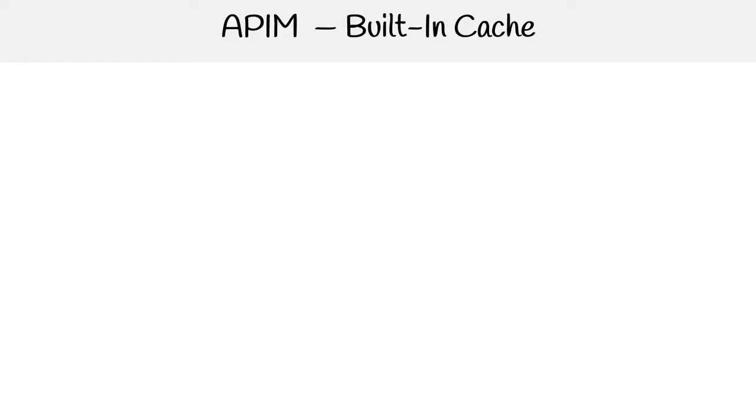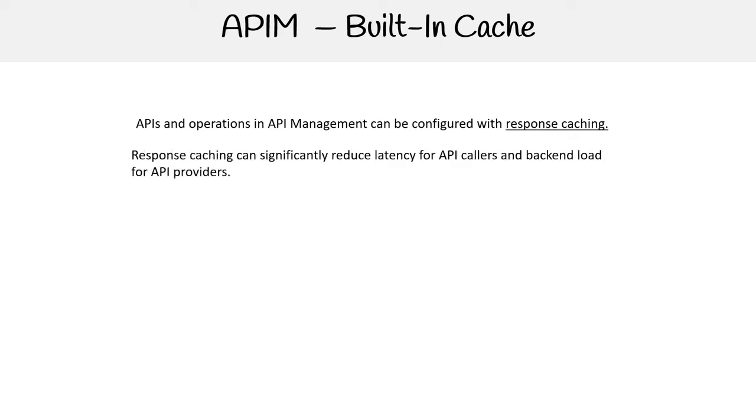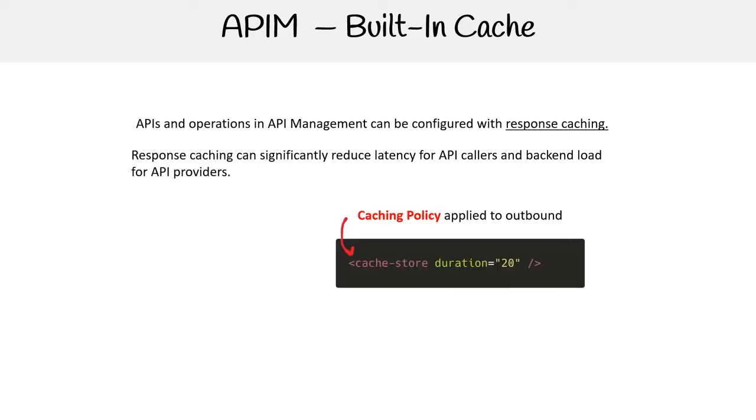Well, let's talk about caching. So we have a built-in cache and an external cache. API and operations in the API management can be configured via response caching. When we're looking at policies, we had an indicator as to how caching works. Response caching can significantly reduce latency for API callers and backend load for API providers. So we're going to just provide a caching policy to the outbound or other places.